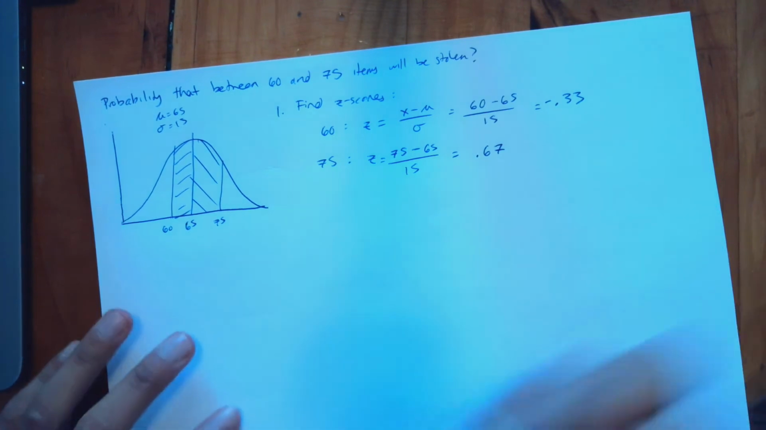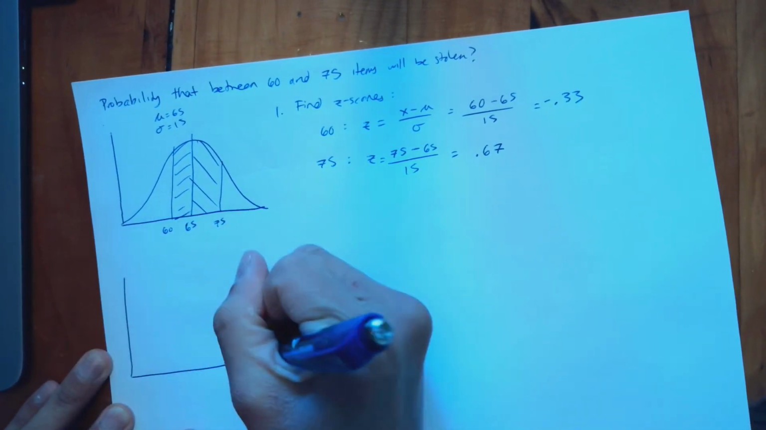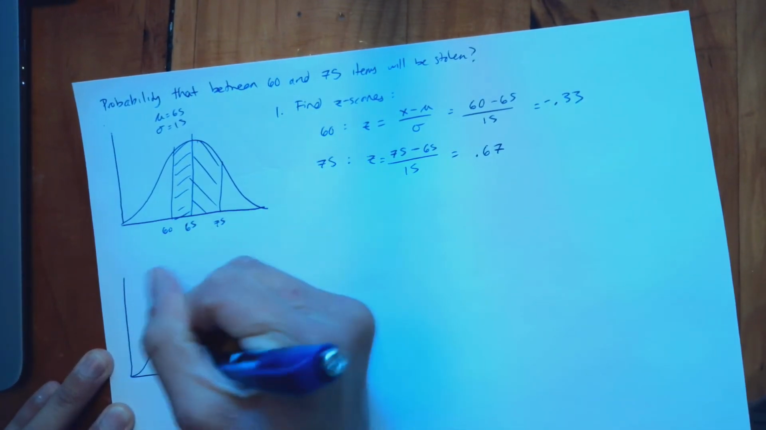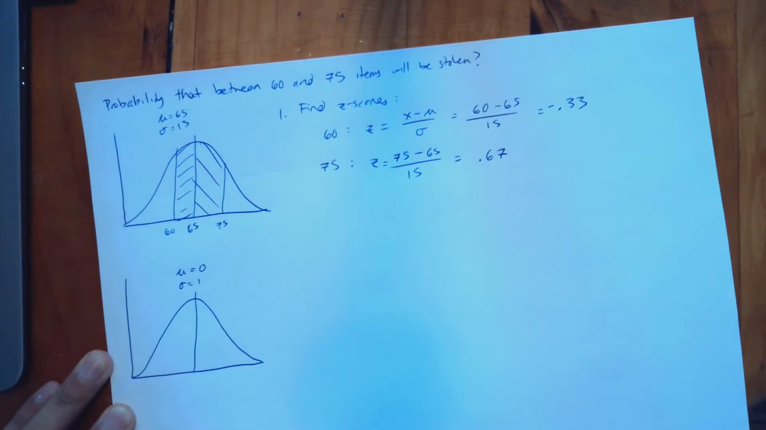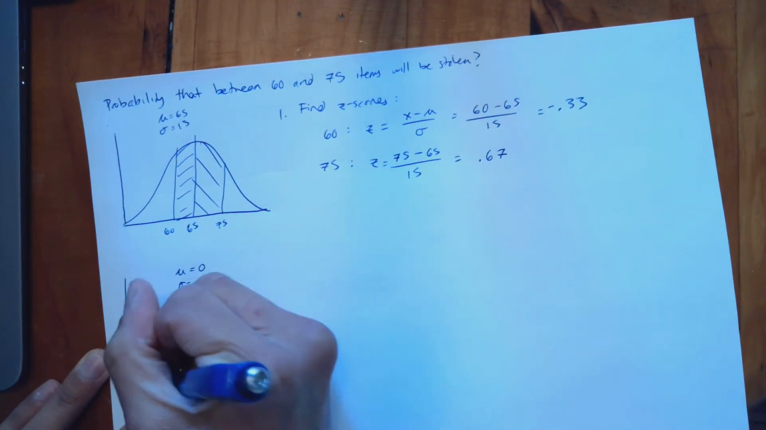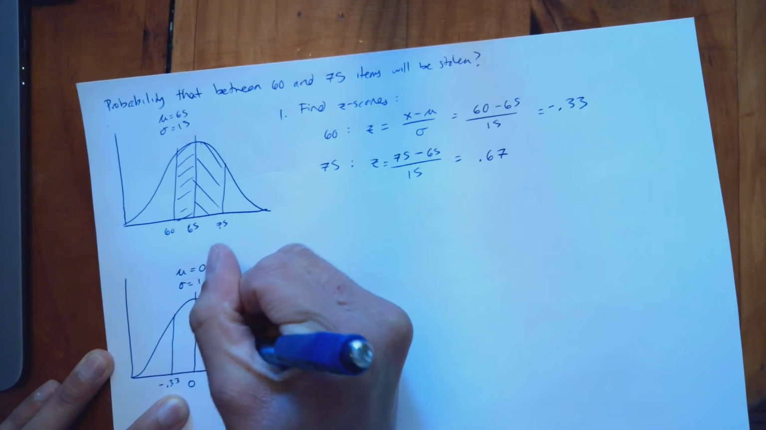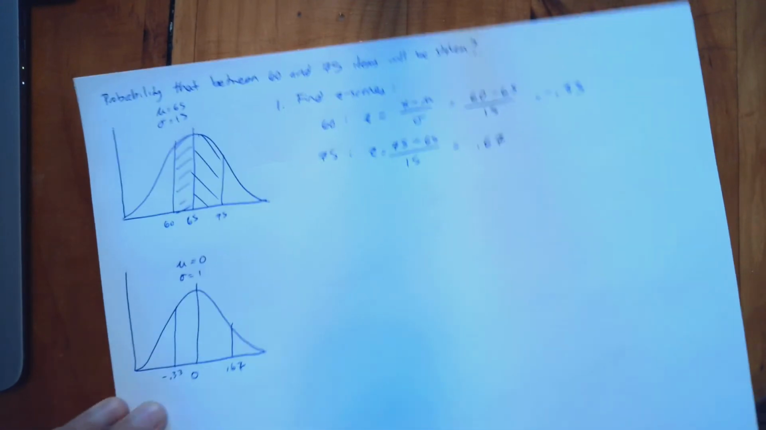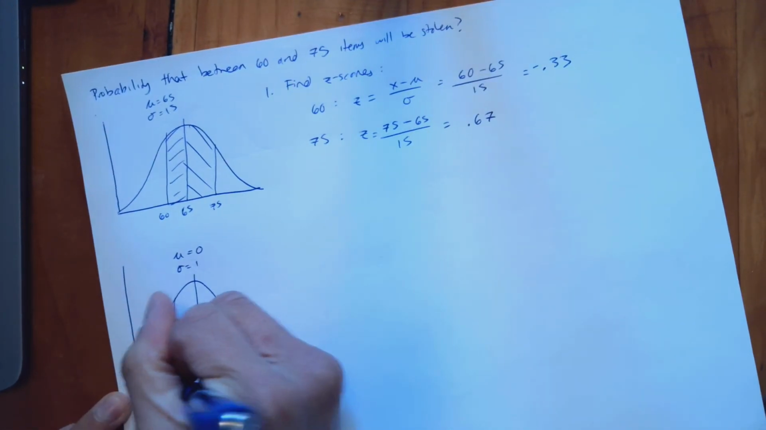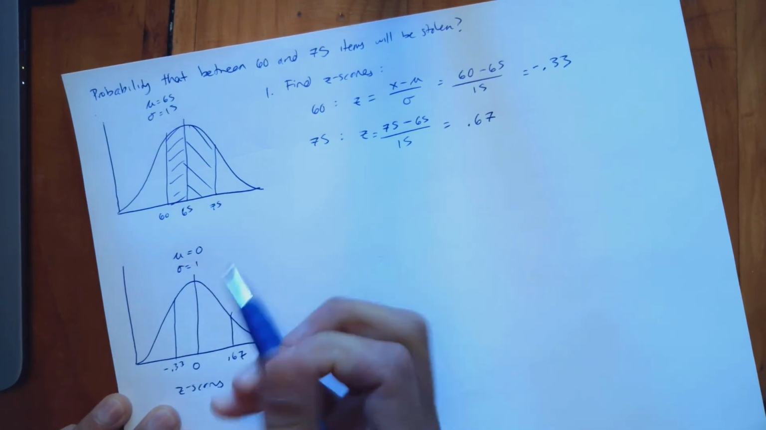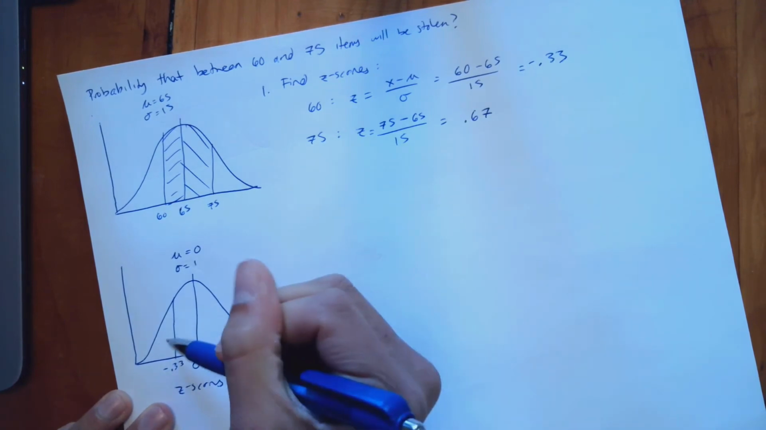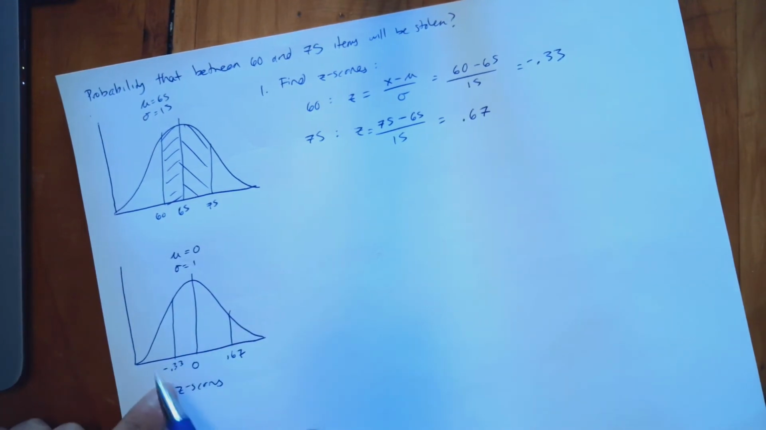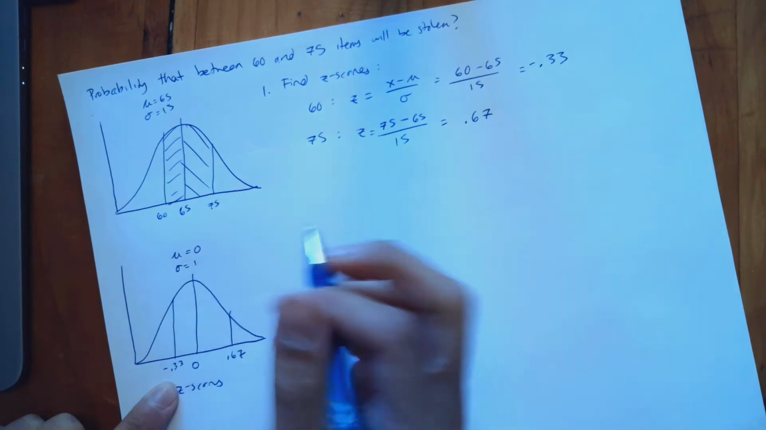So we have 2 z-scores here. Now we can fill everything in on our standard normal distribution, where our mean is 0 and our standard deviation is 1. So we have one line at negative 0.33 and one line at 0.67. And again, these are z-scores. So this tells you that this line is 0.67 standard deviations out from the mean going in the positive direction. This line is negative 0.33 standard deviations away from the mean going in the negative direction.